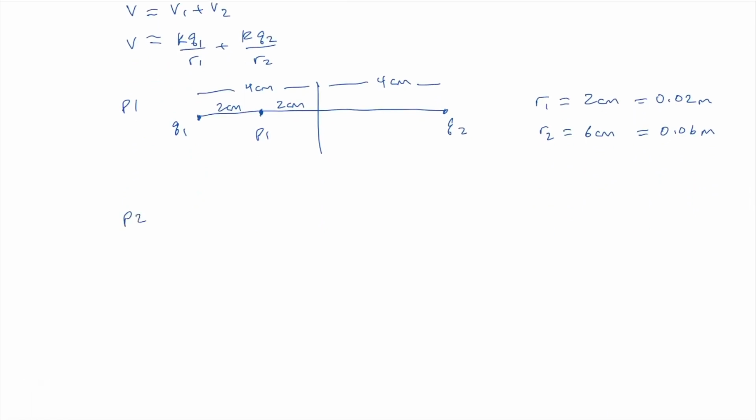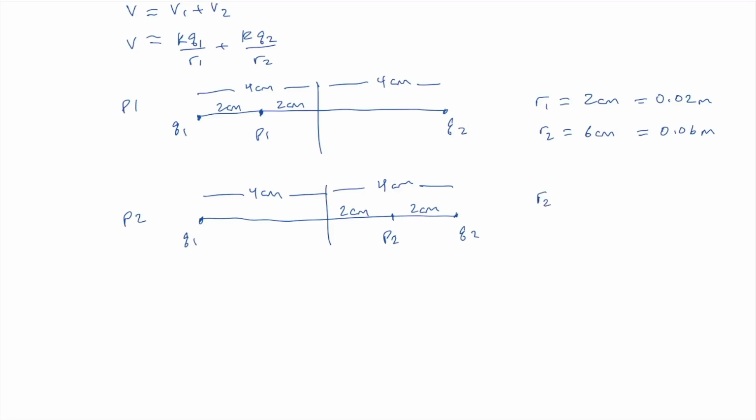For P2, we have something similar. We have our Q1 here. We have our Q2 here, origin about there. And this time, P2 is over on this side. So we know we have 4 centimeters between Q1 and the origin. We have 4 centimeters between the origin and Q2. And we're given that we have 2 centimeters from the origin to P2. So that makes 2 centimeters between P2 and Q2. And then between Q1 and P2, we've got the 4 plus the 2.